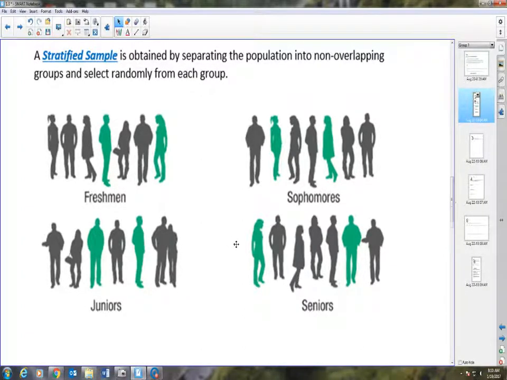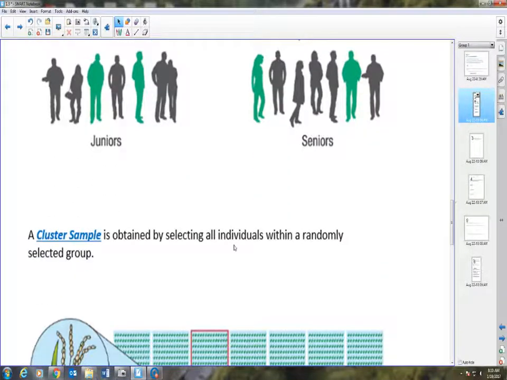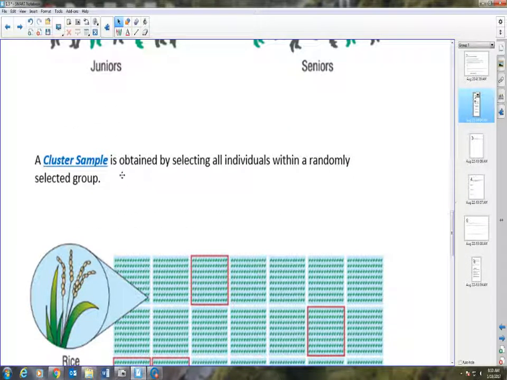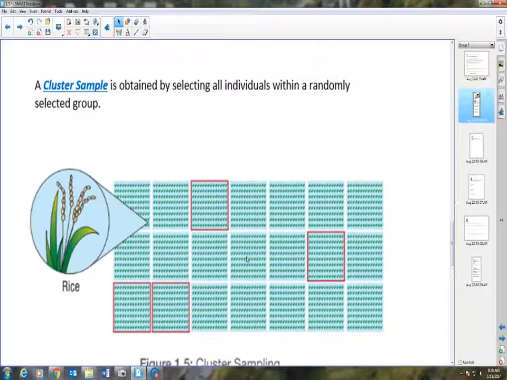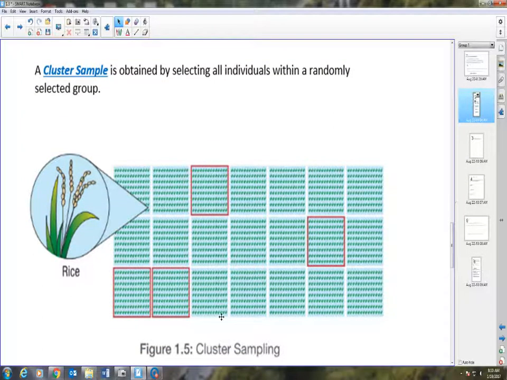That's called stratified. Another similar one is called a cluster sample. It's obtained by selecting all the individuals within a randomly selected group. As you can see in the picture here, I have 1, 2, 3, 4, 5, 6, 7 ... 21 non-overlapping groups. Once I separate them into non-overlapping groups, then I'm going to randomly pick a group and sample everybody within that group.